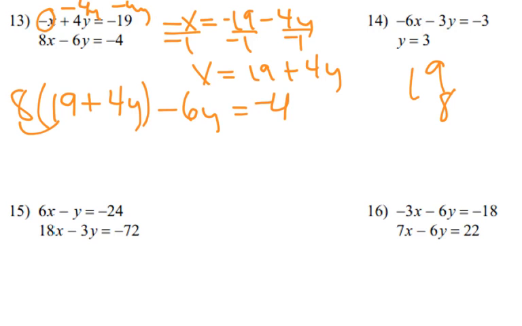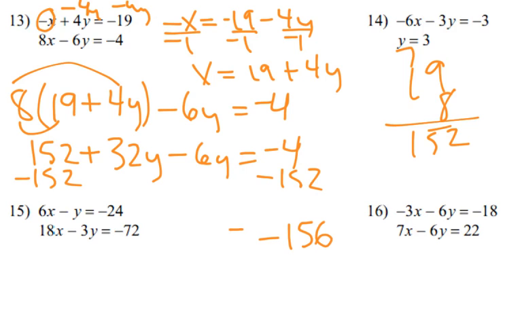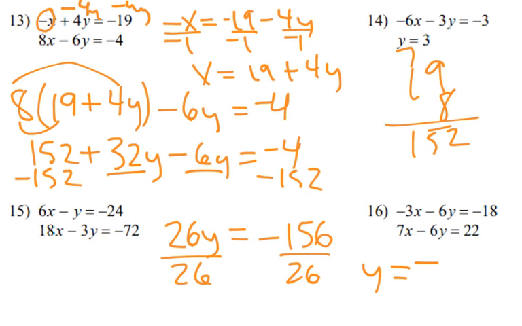8 times 19 is 152. Yep, that should be correct, hopefully. May want to double check me. Then 8 times 4 would be 32y minus 6y equals negative 4. Subtract 152 would be negative 156. 32 minus 6 would be 26y. Divide by 26, and we get y equals negative 6.